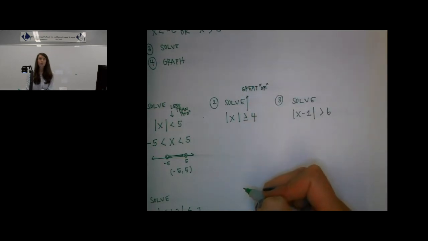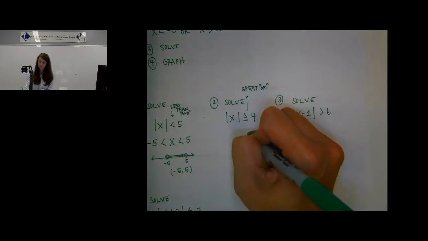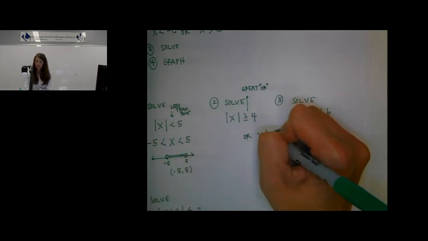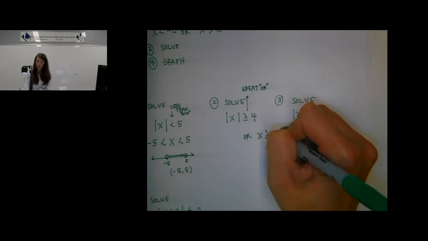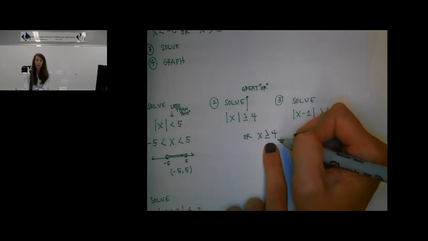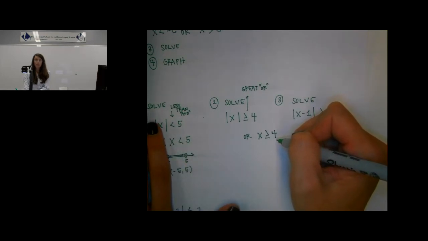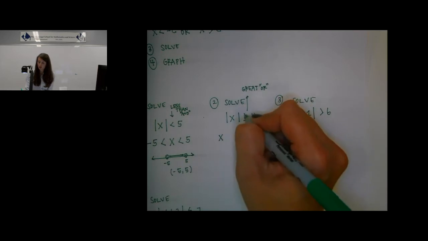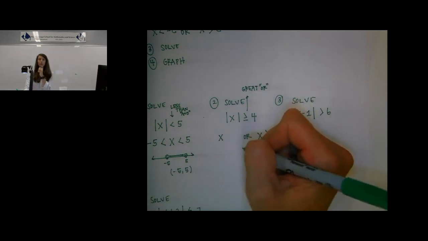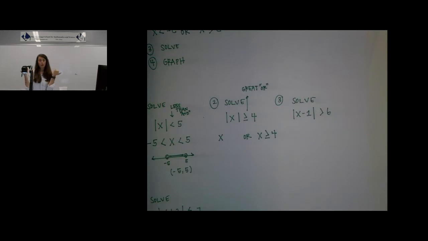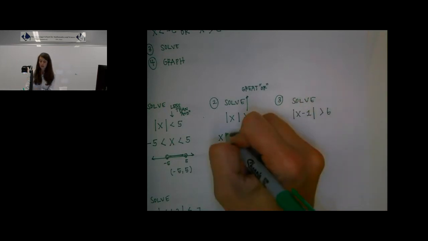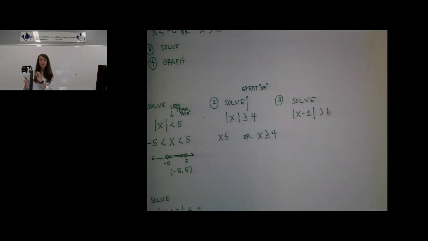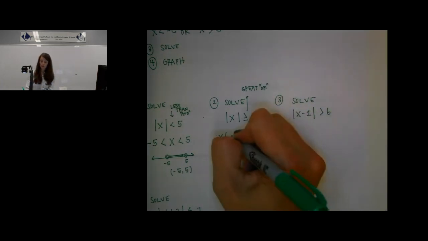Okay, so greater means we're going to have an or. I'm going to remove my absolute value, so I'm going to have x is greater than or equal to a positive 4. So I'm just going to have that identical thing, just like I had over here. But over on the left side, it's going to be x. I'm going to change it instead of being a greater than, because I need to go in opposite directions, right? I need to go in opposite directions. So I need to now go less than or equal to.